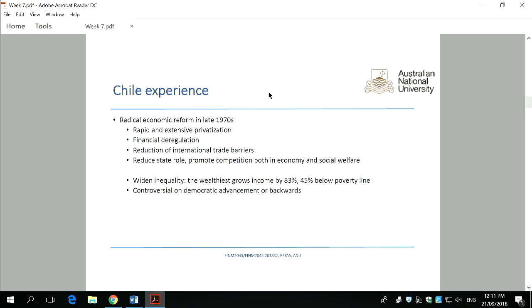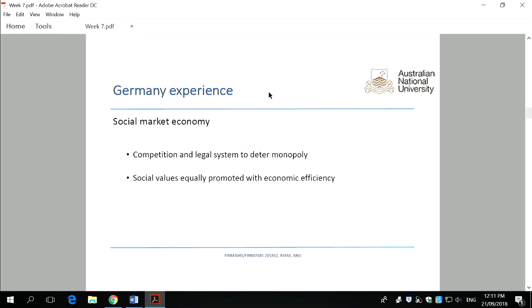Okay, this is the child's experience, and then the Germans' experience. The Germans' experience is probably almost the best among all the neoliberalism. But what they did, remember the terms we talked about, social economic planning and free market, is something called a social market economy. It's somewhere in between.